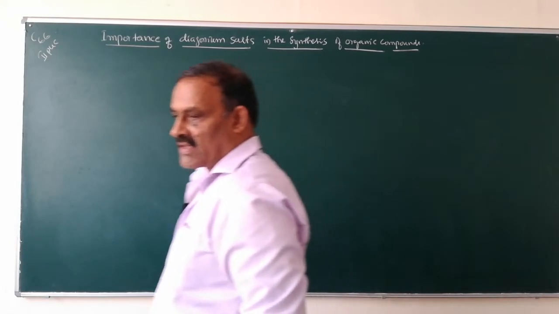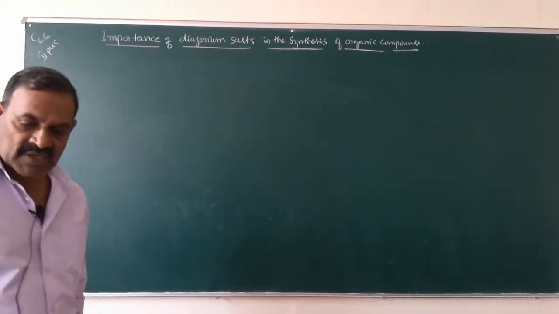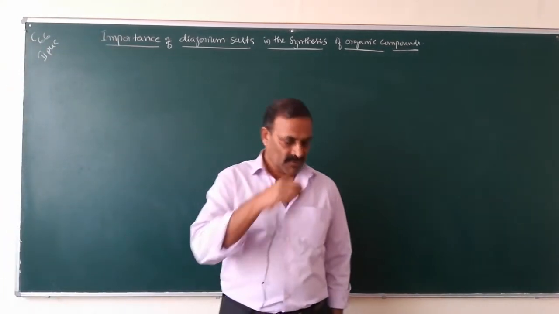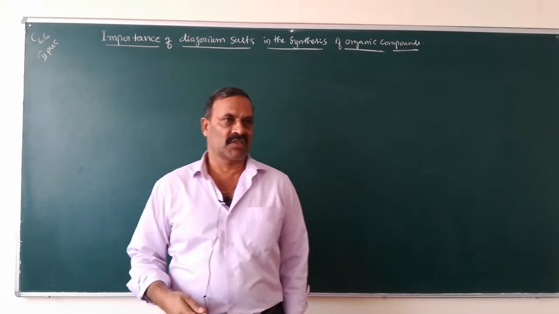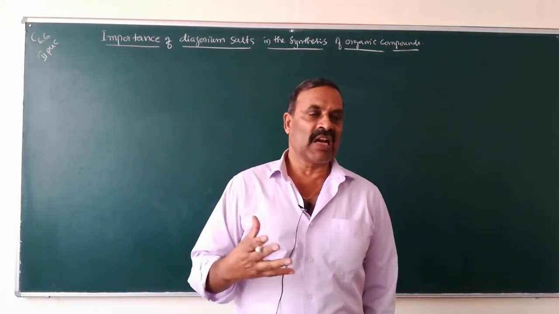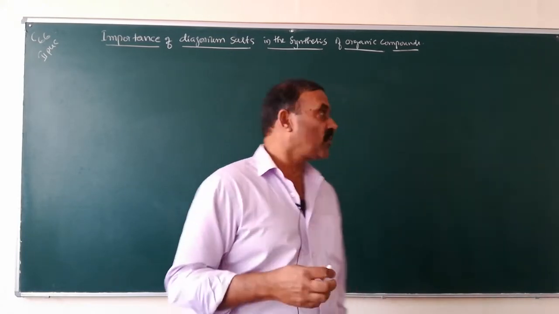So, dear students, we were studying amines. In amines, I told you about diazonium salts. What are diazonium salts? Diazonium salts are the organic compounds having the general formula RN2X.